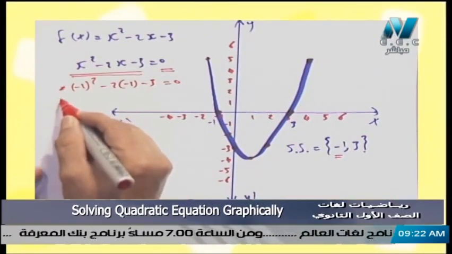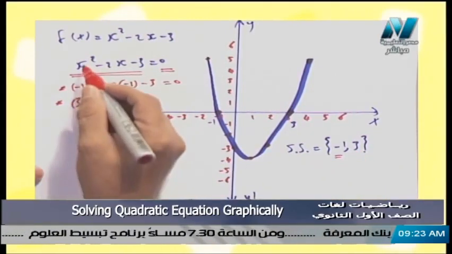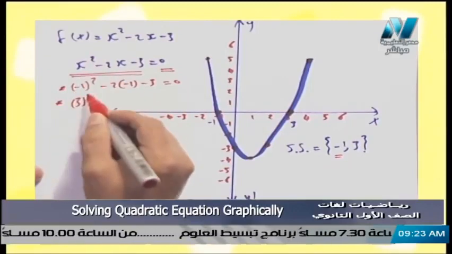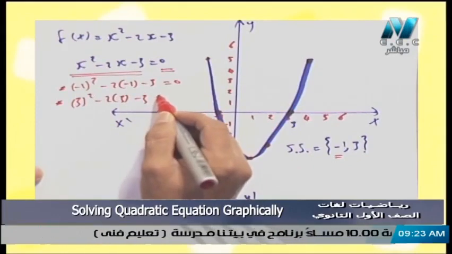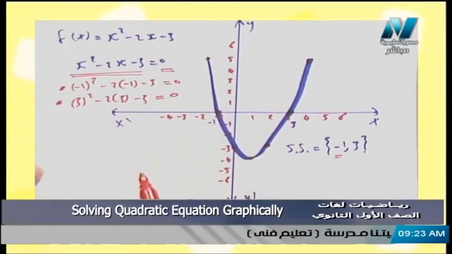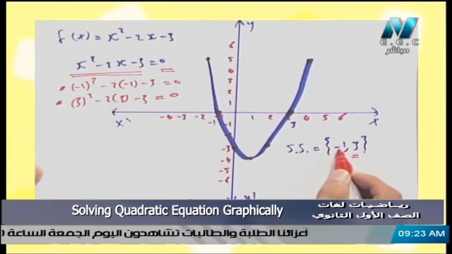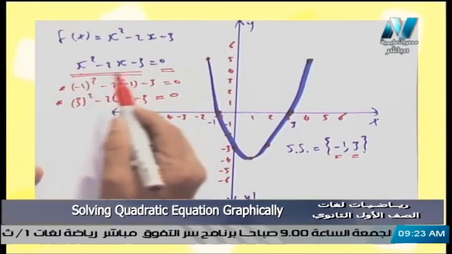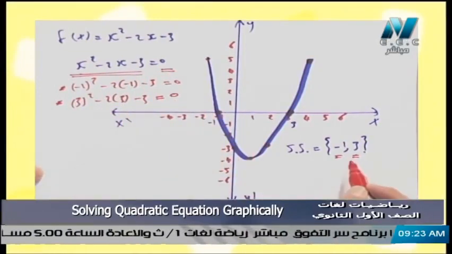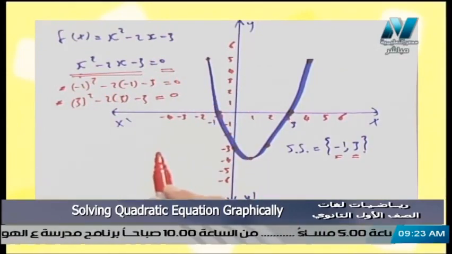And the next one, what about 3? If we substitute x with 3, 3 power 2 minus 2 times 3 minus 3 equals 0 also. That means the solution set is -1 and 3. -1 satisfies this equation, making the left hand side equal the right hand side, which is 0. And also 3 makes the left hand side equal the right hand side, which is 0.